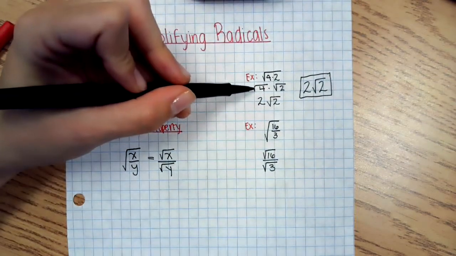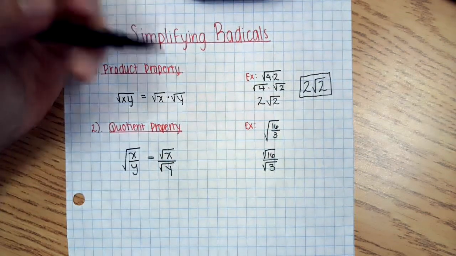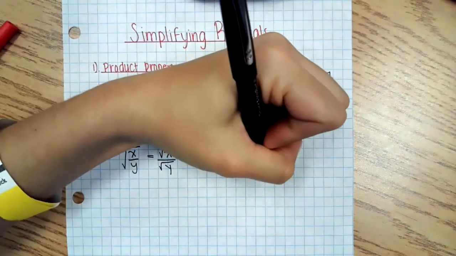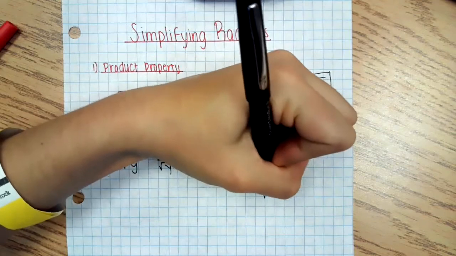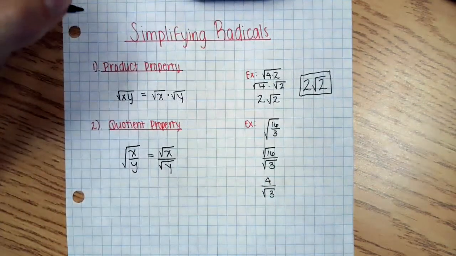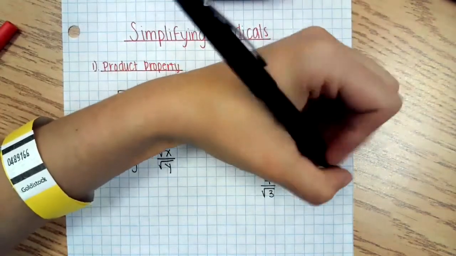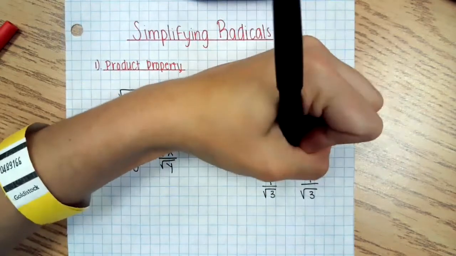Just like before, when we had the square root of 4 that's a perfect square, the square root of 16 is a perfect square. So I can break this down into 4 divided by the square root of 3. Square root of 16 is 4, all divided by that square root of 3, and that's my final answer. So here we have 4 over the square root of 3.